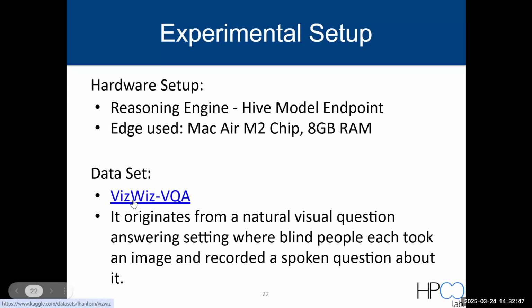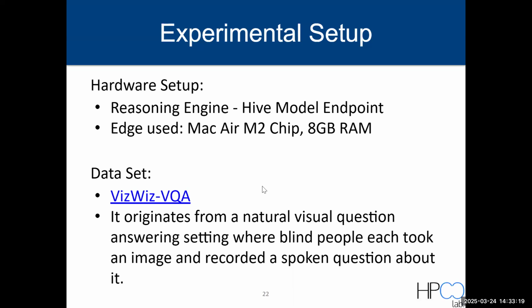And the data set is VizWiz VQA, which is visual question answering. To run the experiments, we have chosen this data set because it was taken by blind people. It originates from a natural question answering setting, where blind people each took an image and recorded a spoken question about it. So this data set was taken by the blind, and it is related to the project that we are talking about, which is why we have chosen this.